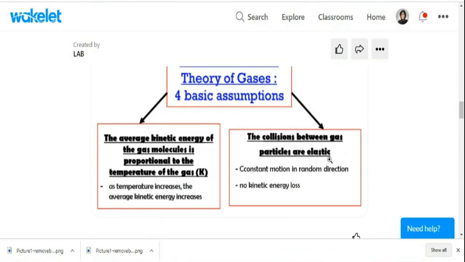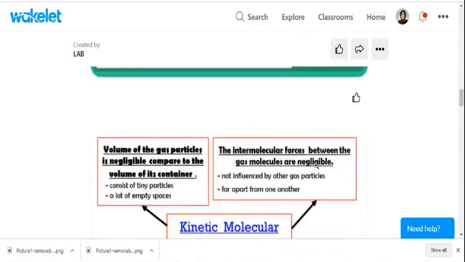So don't just answer "the collision elastic", or "average kinetic energy directly proportional to gas". No, you must mention gas particles, gas molecules.